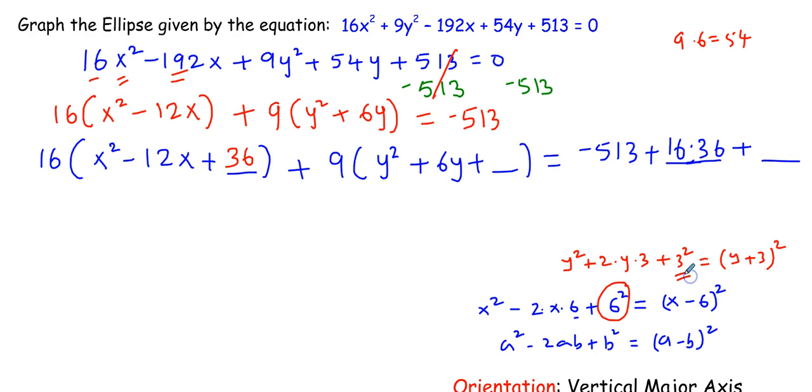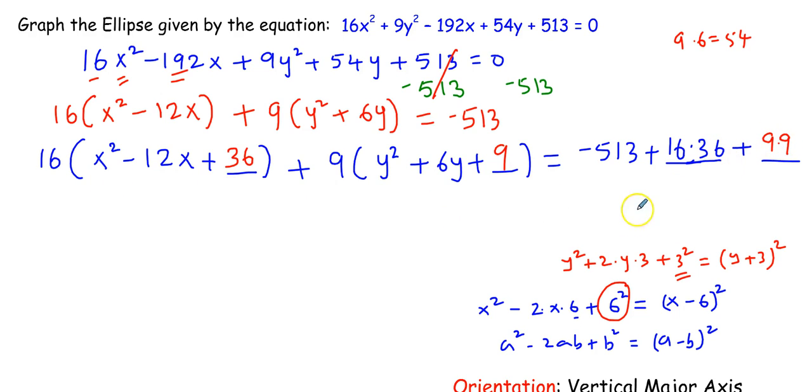So I need 3 square, that is 9, I have to add here. Then it changes to y plus 3 whole square. Okay, so now when I add 9 here on the left hand side, that is 9 times 9 is added. So on the right hand side also I will add 9 times 9.